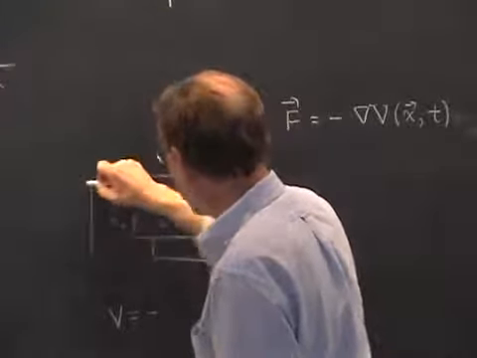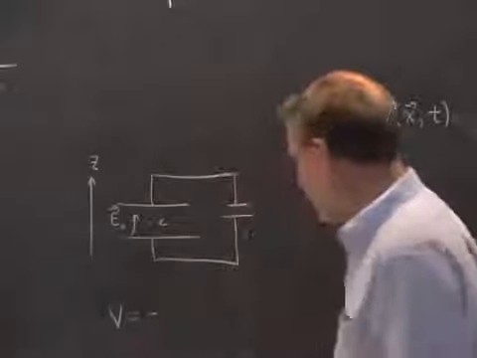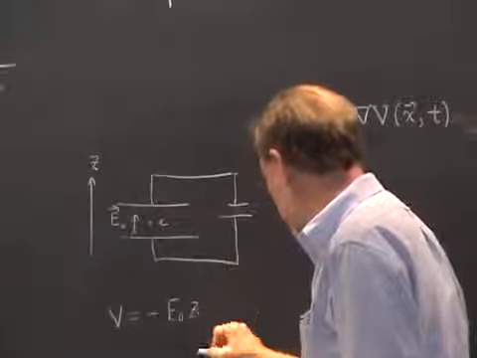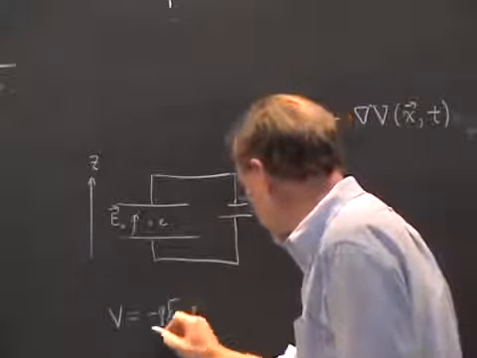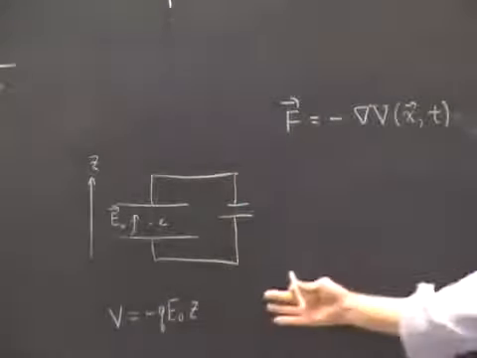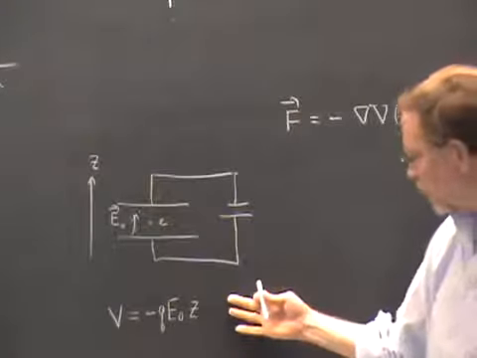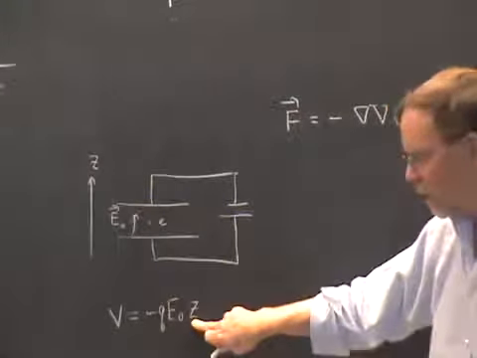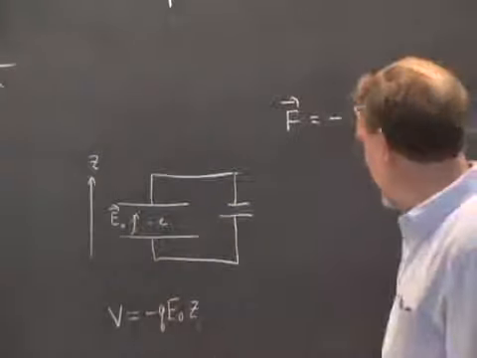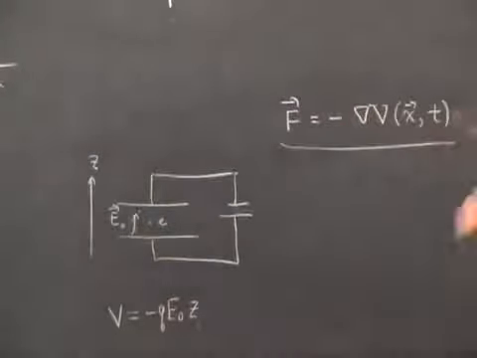And there's a corresponding potential. Let's call the vertical direction Z like this. The potential is minus the magnitude of the electric field times Z times the charge of the particle, minus Q like this. Okay? This is what you call a time-independent potential. The potential only depends on where you are, the Z coordinate, and not on the time. And this would give you the force according to this formula here.